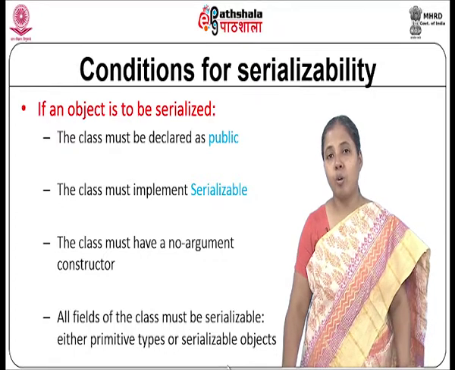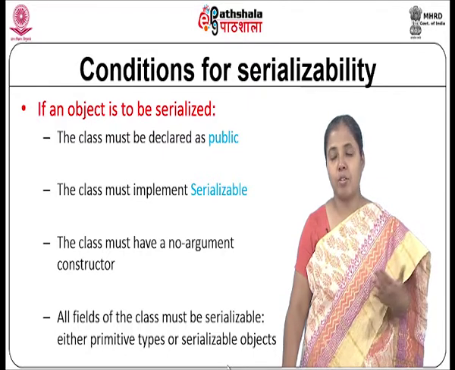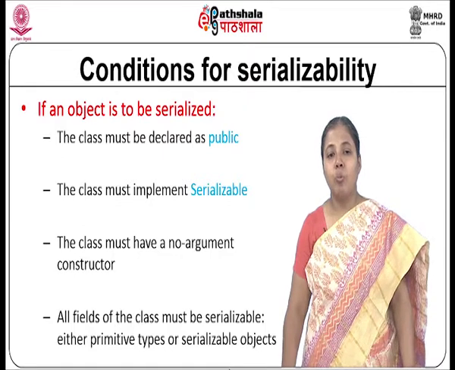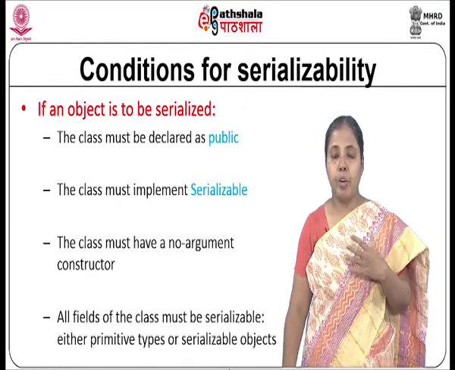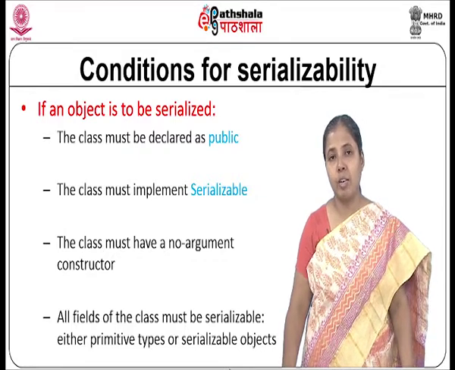So, in order to support this marshalling and unmarshalling, we have to make the class a serializable class, so that you can pass objects as byte streams from one end to the other end. The class must be serializable, and whatever fields you have, either primitive types or serializable objects, should be serializable.